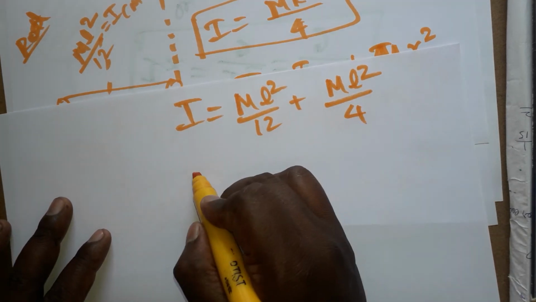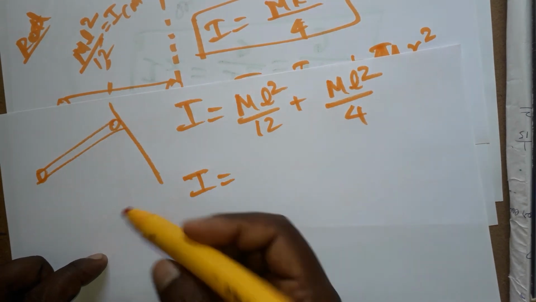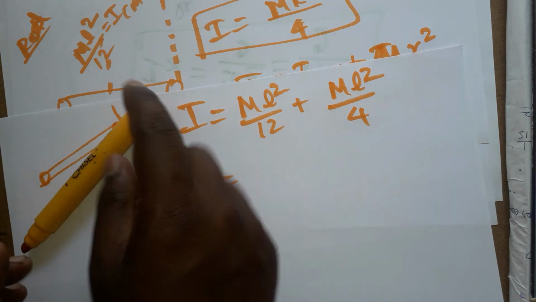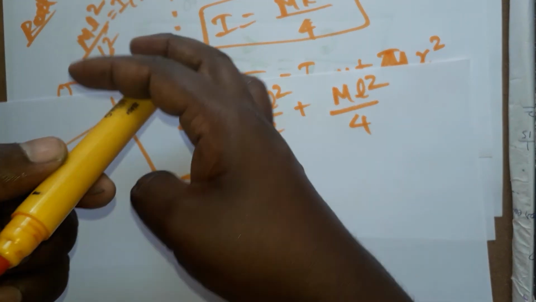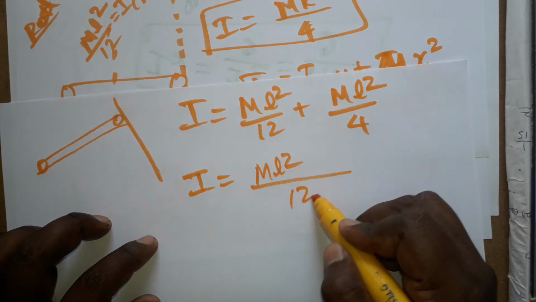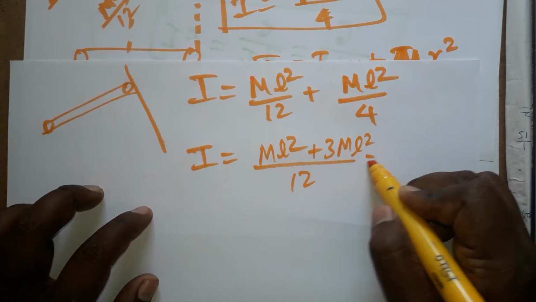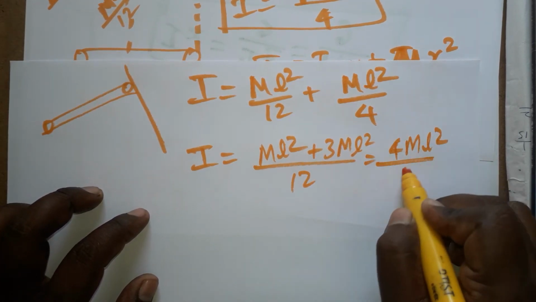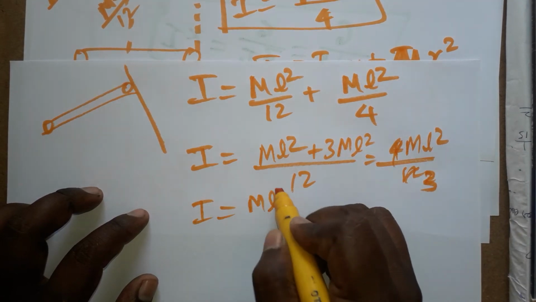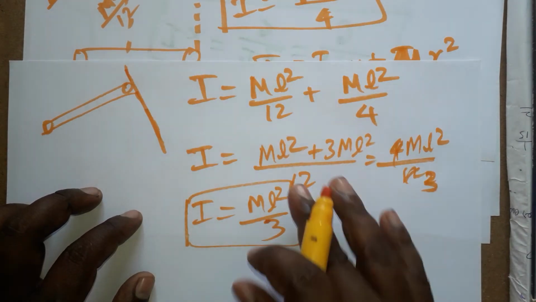When we are taking the LCM, the inertia at the edge of the rod, so when the axis of rotation passes like this, the rod is going to rotate at the edge. This is a point, it will be rotating like this. So ml square divided by 12 plus, taking LCM, 3 ml square. So it's going to be 4 ml square divided by 12, which is ml square divided by 3. It's the final inertia when the axis passes at the edge of the rod.